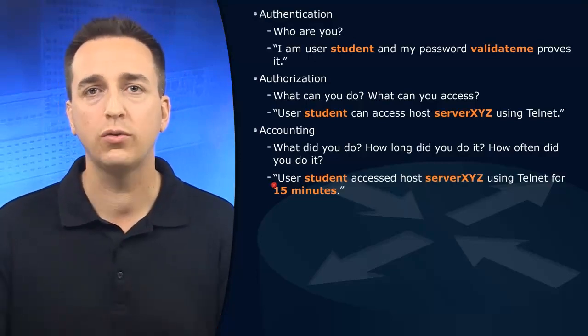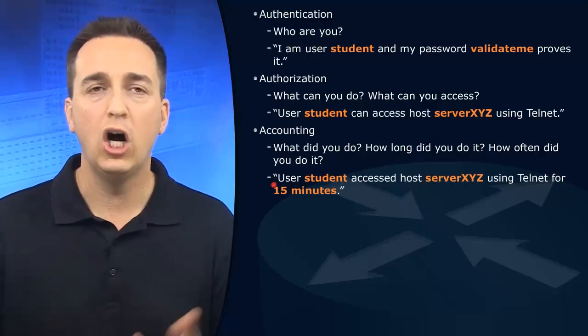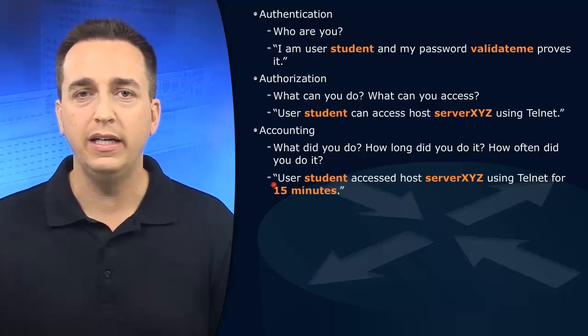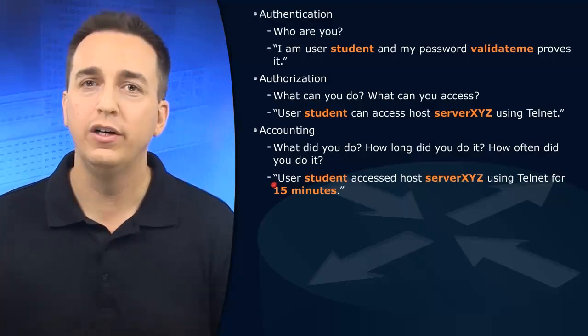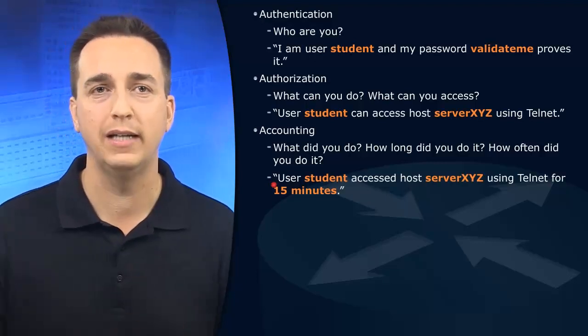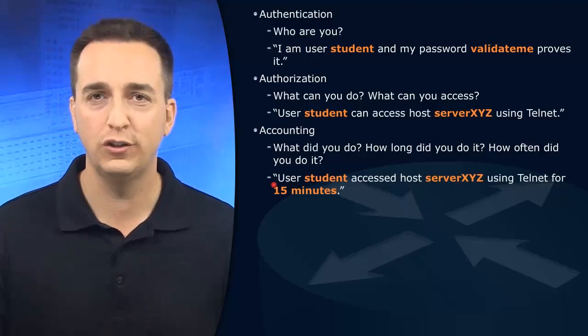So these 3 components, authentication, authorization, and accounting, the AAA of AAA, that architecture that allows us to deploy these components in a consistent manner for security reasons.